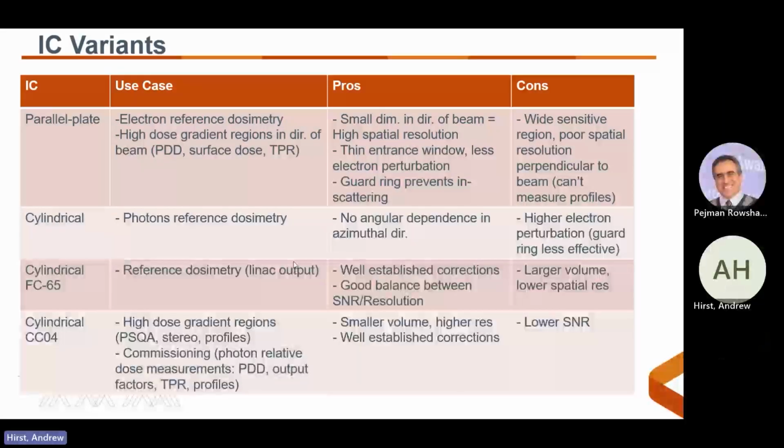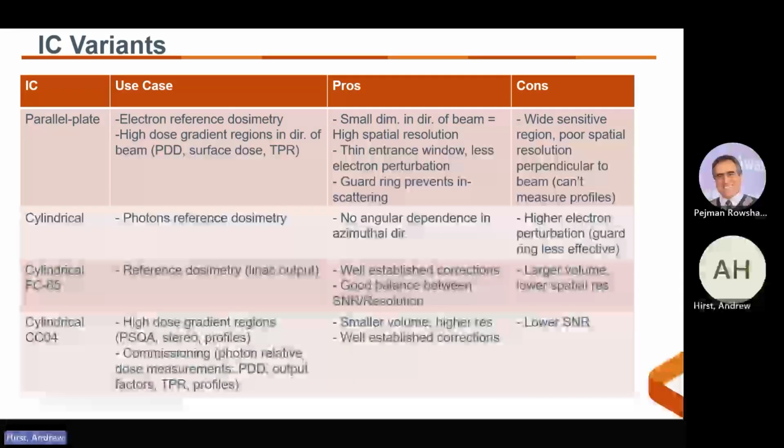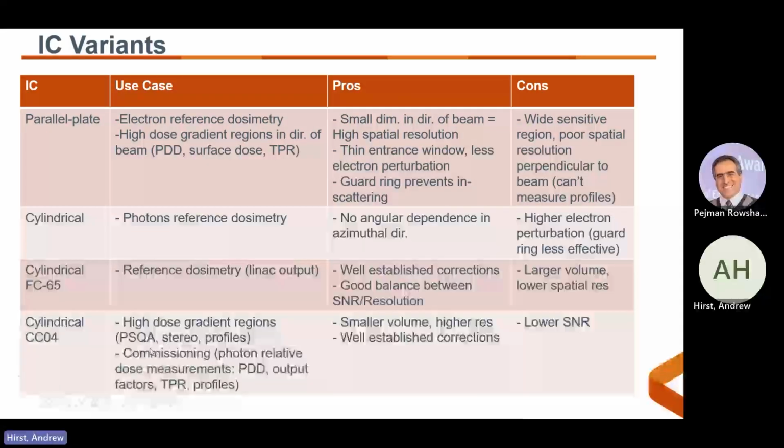The smaller CCO4 chamber is used more in high dose gradient regions. So stereotactic treatments, patient-specific quality assurance, where you have lots of modulation of your dose, and also when you're measuring profiles. It's also extensively used during LINAC commissioning. So a lot of relative dose measurements, for example, percentage depth dose, output factors, tissue phantom ratios, and profiles, where you're not relating it to the absolute dose, but you're relating it to two dose measurements within that experiment. So that's what we mean by relative dose.